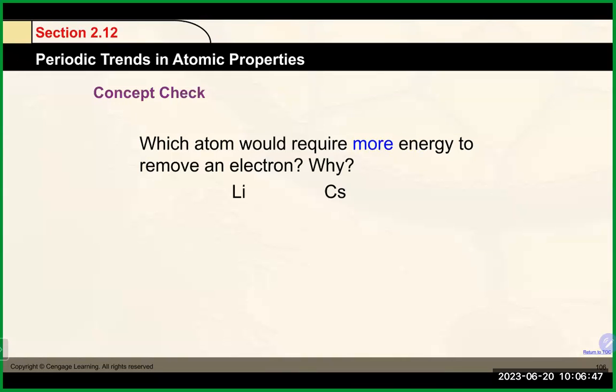Which atom will require more energy to remove an electron, lithium or cesium?